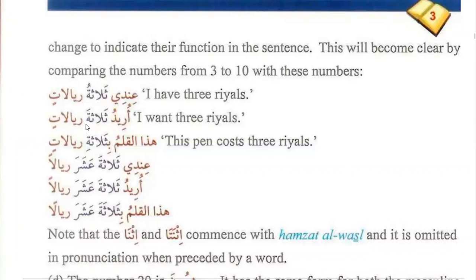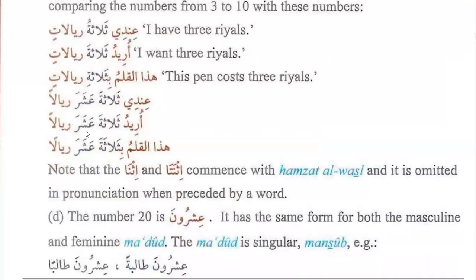So note the difference here. From 3 to 10, the numbers are mu'rab. They change according to the sentence. So here you see salasatu, salasata, salasati. The I'rab is changing. But from 11 till 19, the numbers are mabni. Their I'rab never changes. Salasata ashara, salasata ashara, salasata ashara. It remains the same in every situation.